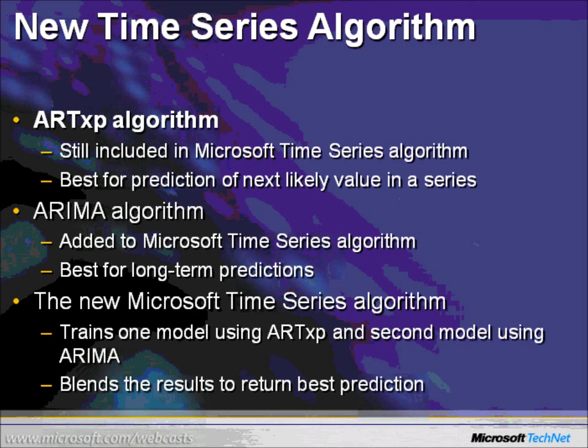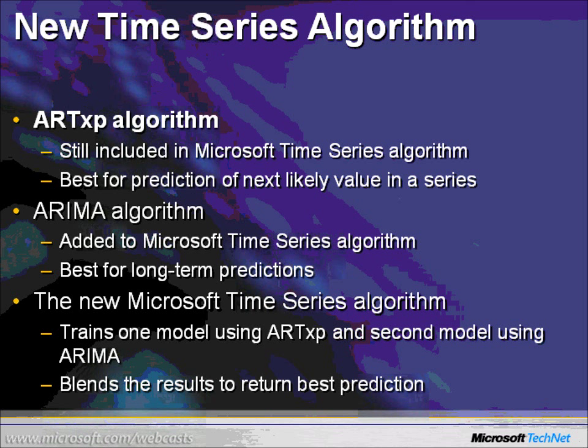But what we found in talking with customers is that customers were wanting to predict over longer periods of time. So we got a lot of requests to integrate a very well-known algorithm in the data mining industry, the ARIMA, which stands for Auto-Regressive Integrated Moving Average. It improves the accuracy of predictions when there is a series of more than 10 steps. So what we've done is we've added 2 of these algorithms into the time series algorithm.